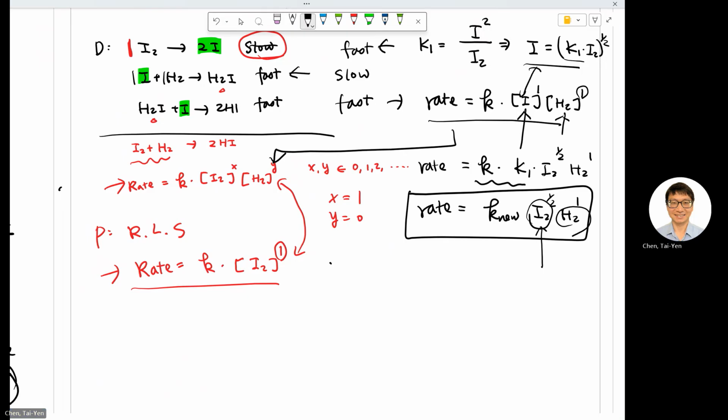Yes. I is not a reactant, right? Because in the beginning, you write out your overall reaction as I2 plus H2 gives you 2HI. So you need to really recognize what your reaction is. If you cannot do that, then you'll fail on this type of question. So you need to know what is actually key.